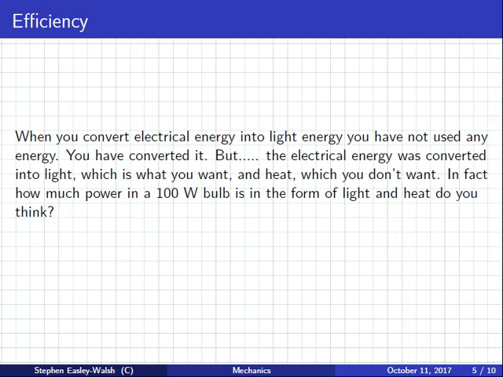What do you think? 65, okay, so about the same then. What do you think? Of the 100 joules, how much is light and how much do you think is wasted as heat? 80 for light, 20 for heat.